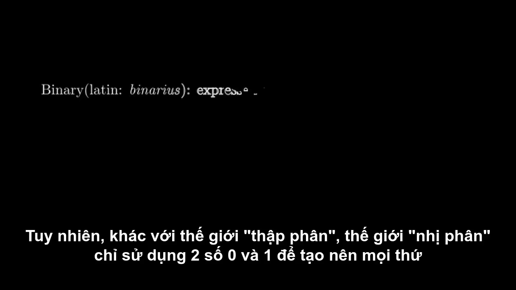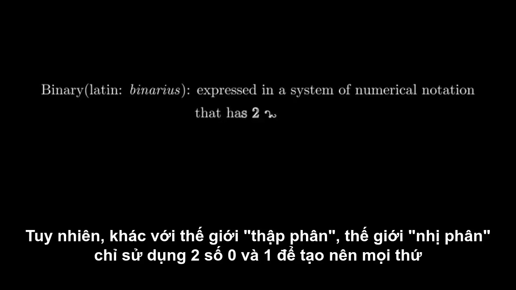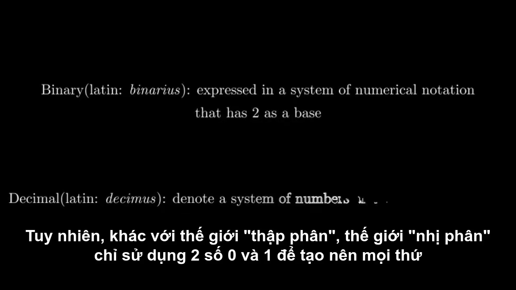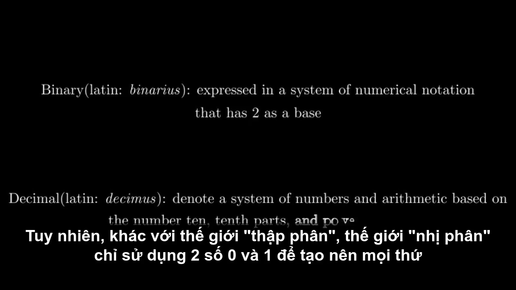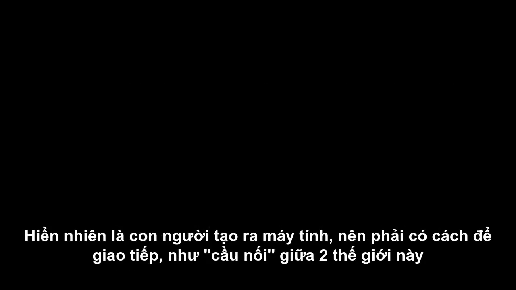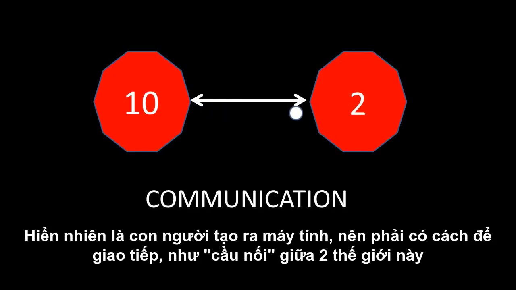Well, both the world of decimalism and binarism use numbers to construct everything. However, unlike the world of decimalism, the binary world only uses 2 numbers, 0 and 1, to construct other things in that world. It is obvious that humans invented the computer. Therefore, the world of binarism must originate from the world of decimalism. Thus, there must be a way of communication between the 2 worlds.